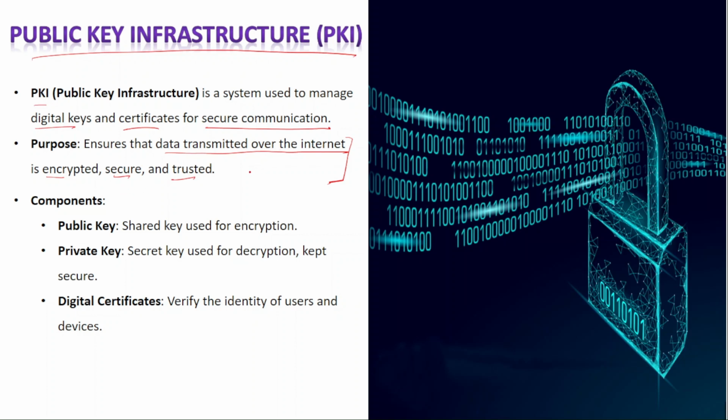or any public media. So the components of PKI are the public key, a shared key used for encryption; the private key, a secret key used for decryption, kept secure; and digital certificates that verify the identity of users and devices. So this is a very simplistic picture of PKI. We will see the details in a moment.